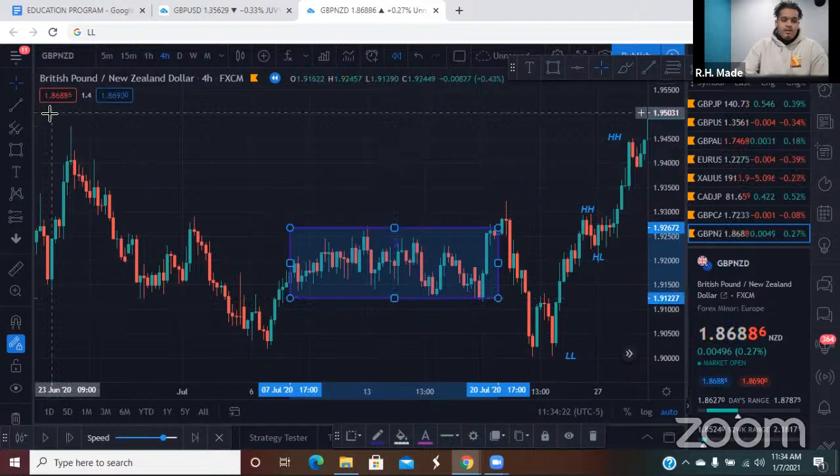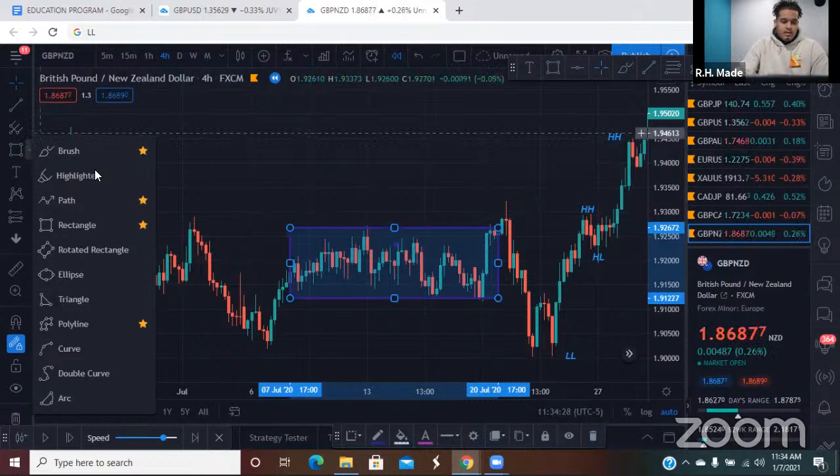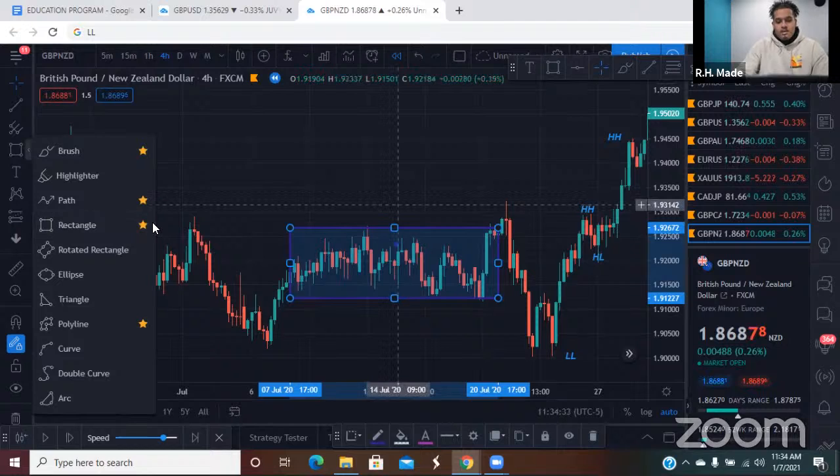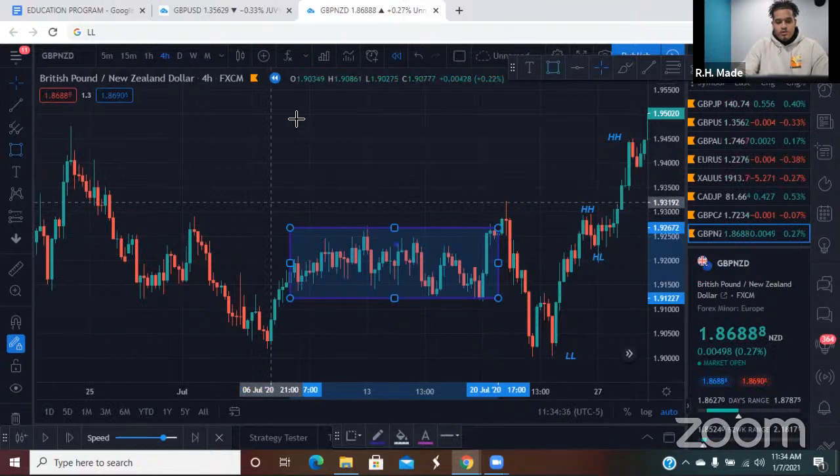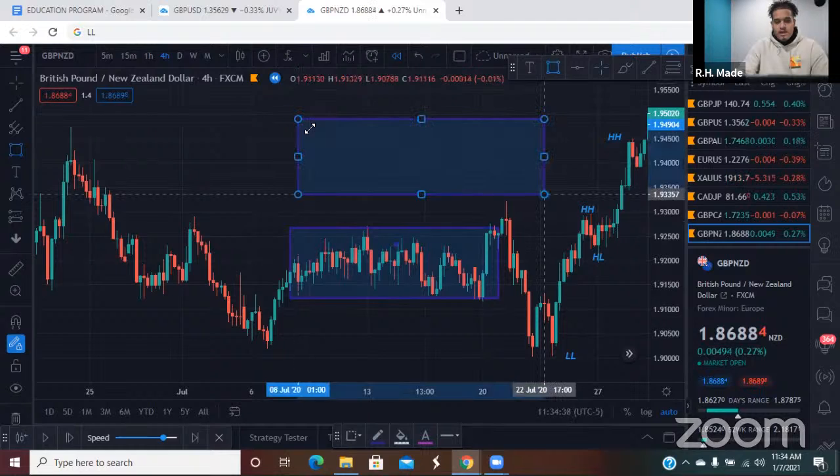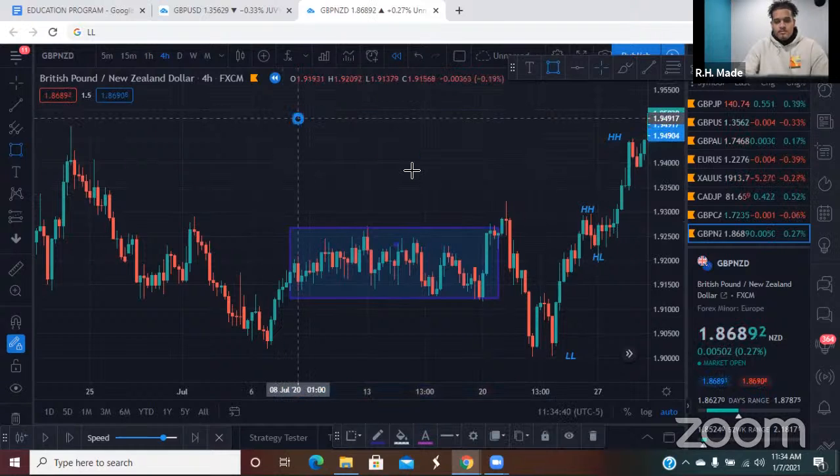If you want to place a box on TradingView, your tools are on the left-hand side. It's the fourth one down. You'll find your brush, highlighter. It's the rectangle. Click the rectangle, and you'll be able to place and drag on your chart.